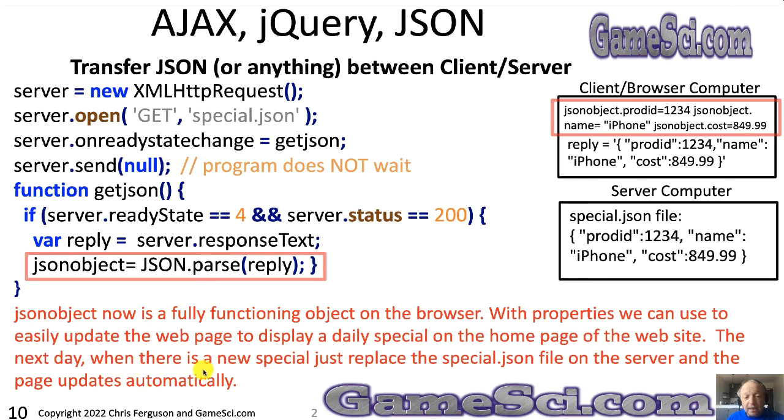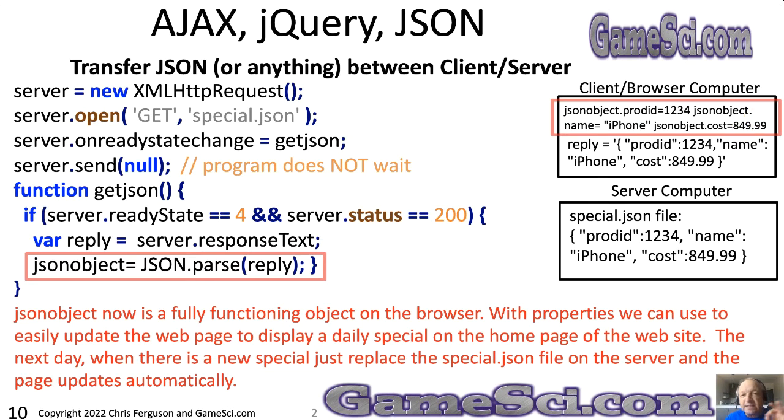The next day, when there is a new special, just replace the special.json file on the server and the page updates automatically. So today, this is what the file contained. So I'll update my web page to say product ID 1234 is an iPhone and it costs this amount of money. And that's what I'll show on the web page today.